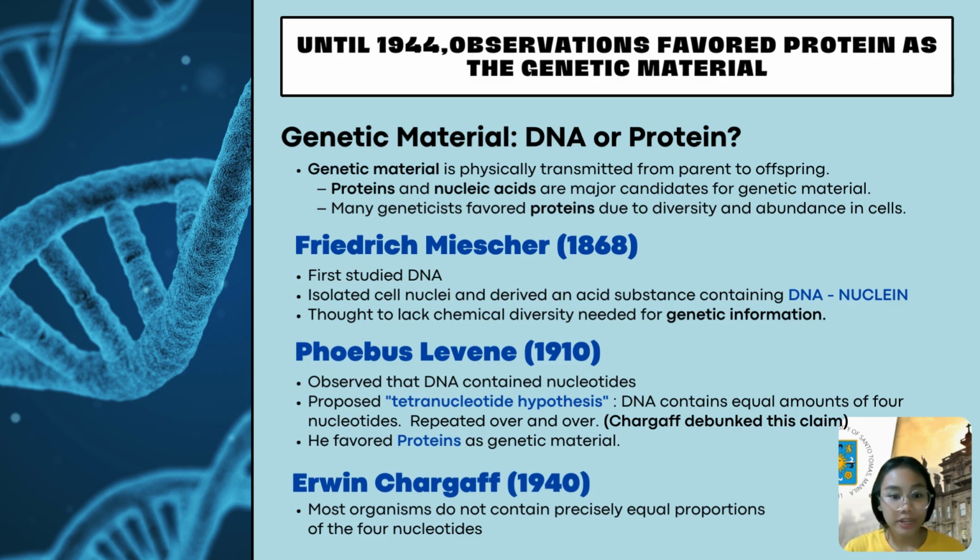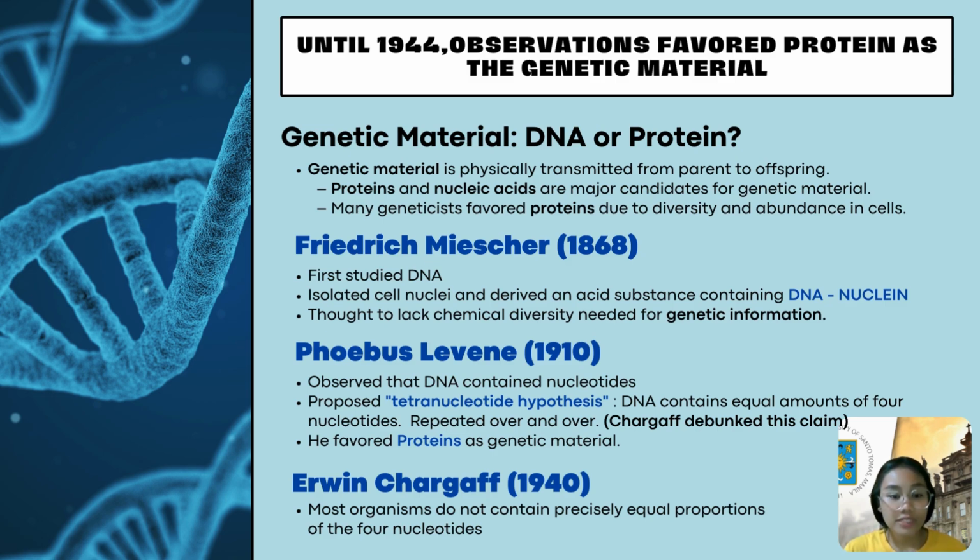First, we have Friedrich Miescher. He is a Swiss physician and biologist. He was the first to identify a substance he called nuclein, which we now know as DNA. His work laid the foundation for the discovery of nucleic acids, although the significance of his discovery in relation to genetics was not realized at the time.